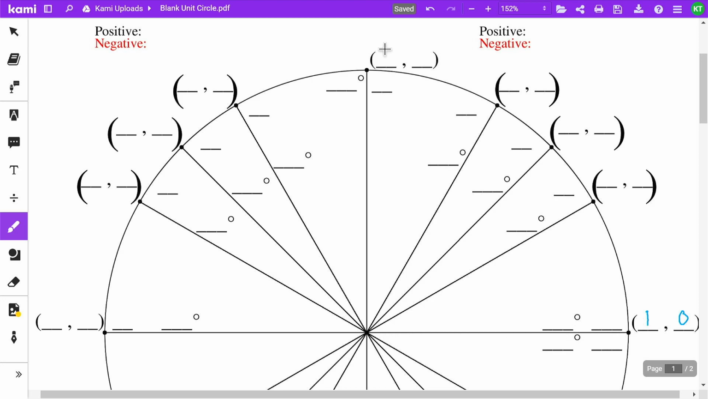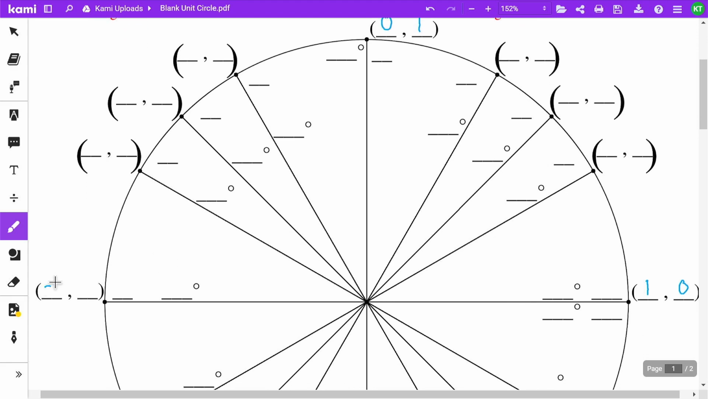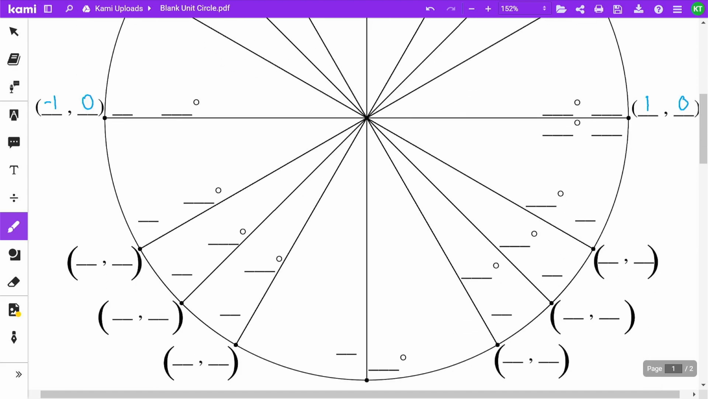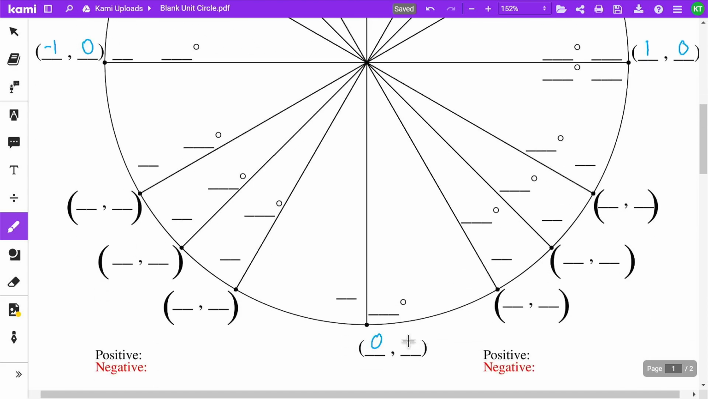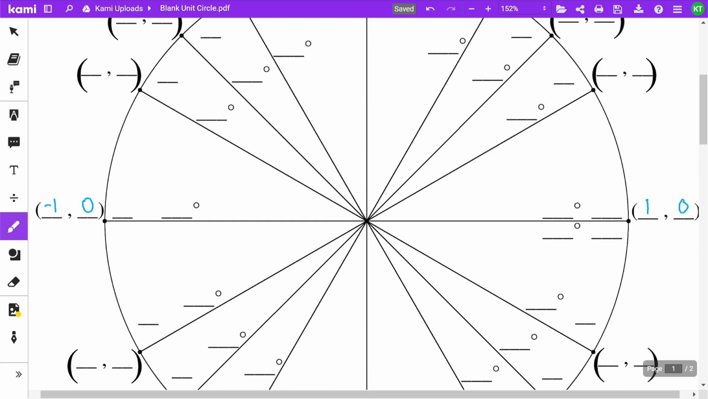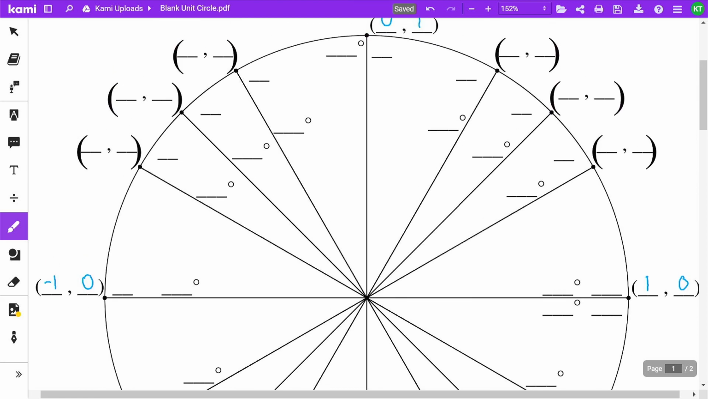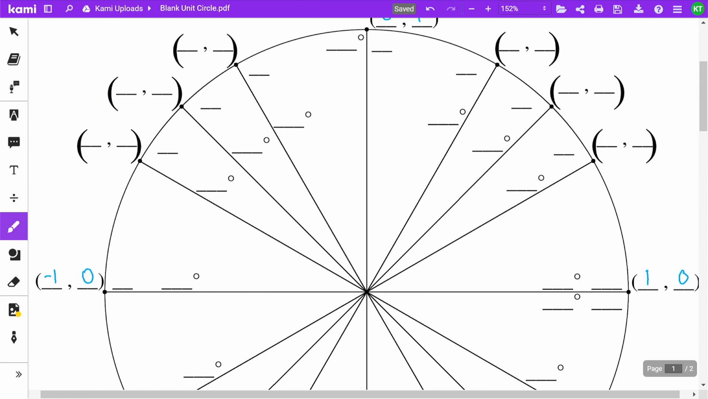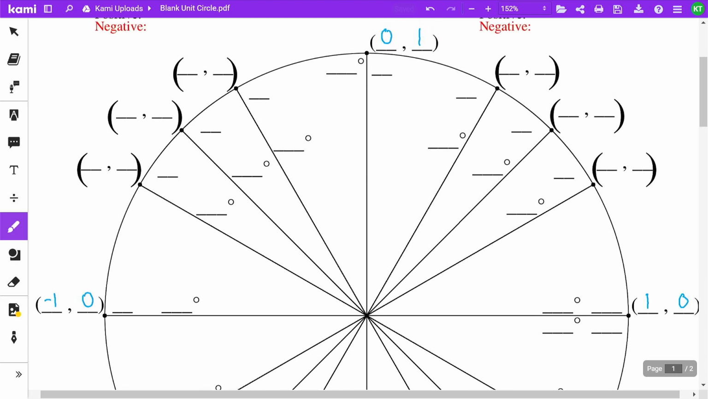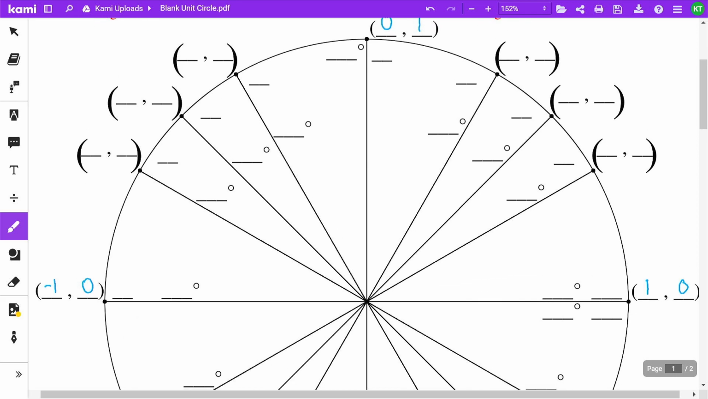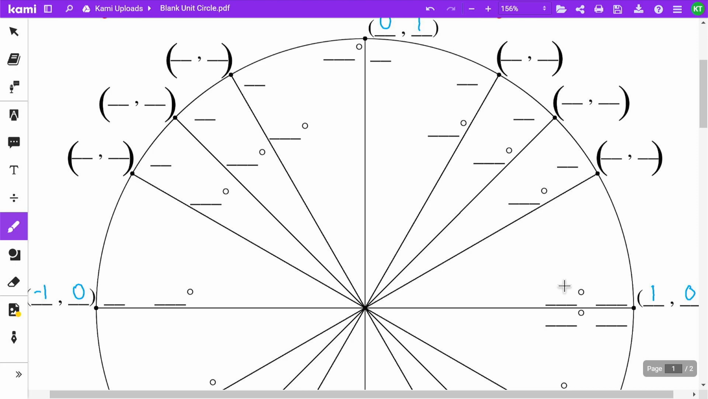That means everything going around the circle, we would have (0, 1) here. Going to the left, we would have (-1, 0). And then on the bottom here, it would be (0, -1). Now, I'm going to go ahead and fill in the degrees first, then do the radians, and then do our coordinates last. So, we're starting at 0 degrees, and we're going to go counterclockwise.